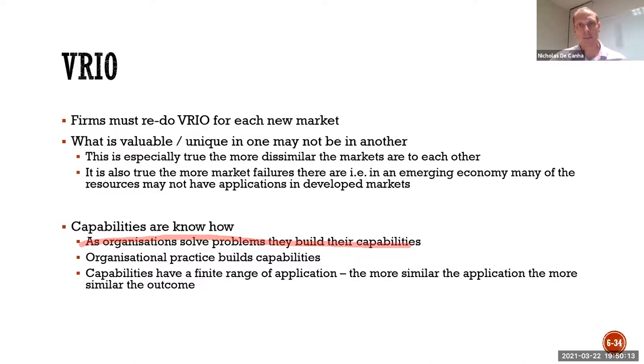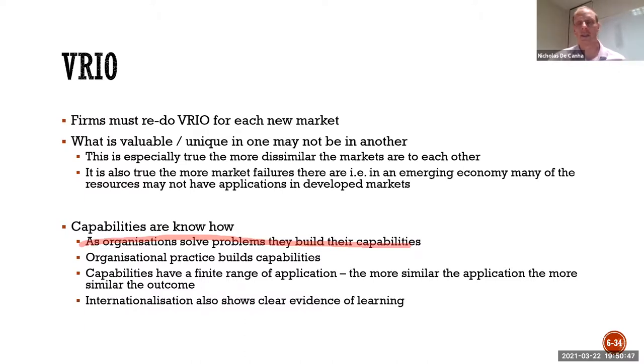One of the concepts we're coming to is the idea that capabilities have a finite range of applications, and the more similar the application, the more similar the outcome. So if you've got a well-honed skill in area A, you can apply it to area A, and if you can find another area A, you can apply it to get the same returns. But the more dissimilar, by the time you're at area Z, your returns are going to look terrible because your capabilities no longer match the market. This is an important part we're going to talk a little bit more about.